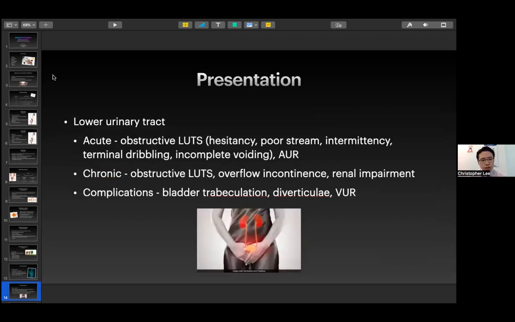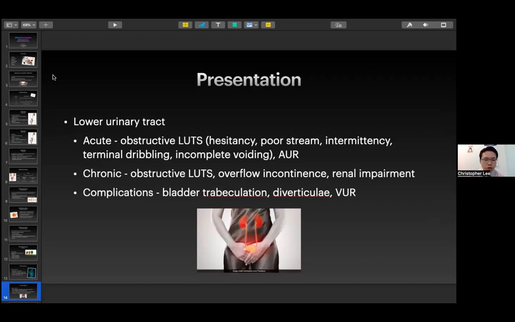If the obstruction is in the lower urinary tract, it depends on whether there's an acute cause or a chronic cause of obstruction. In an acute cause, the patient complains of obstructive lower urinary tract symptoms, which are hesitancy, poor stream, intermittency, terminal dribbling, and incomplete voiding. May not be all of these symptoms, but some of them.